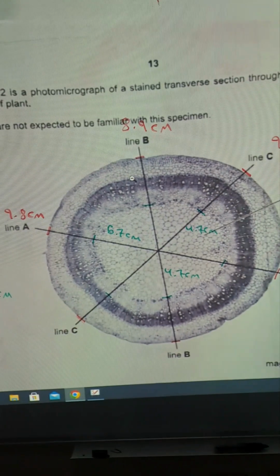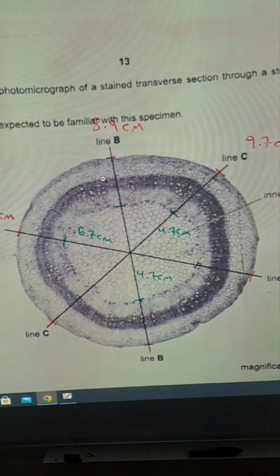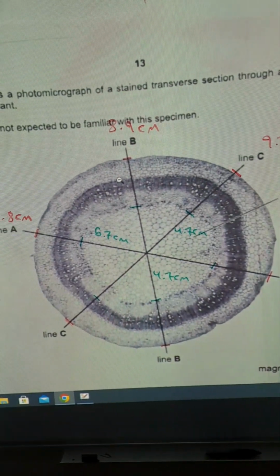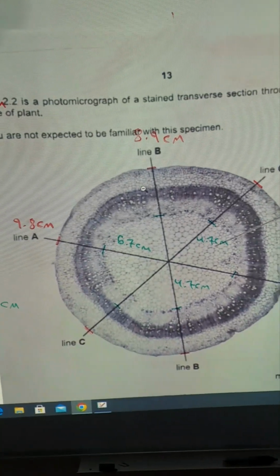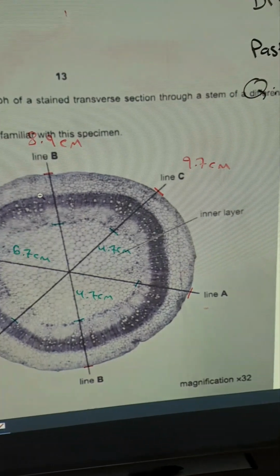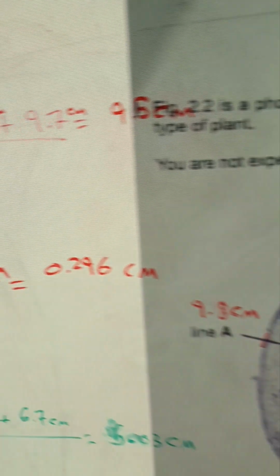That means this image is magnified 32 times compared to the actual size. What you need to do is to divide the mean length that you have calculated by 32 to find out the actual length. Let me show you my calculation.